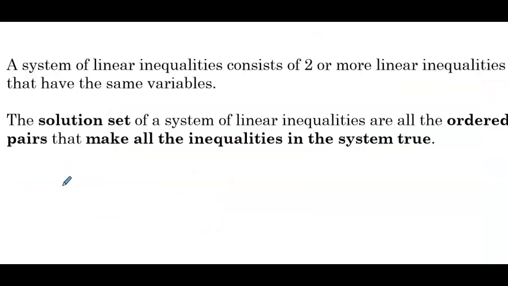So just a little bit of a definition. A system of linear inequalities consists of two or more linear inequalities that have the same variables. The solution set of a system of linear inequalities are all the ordered pairs that make all the inequalities in the system true. Okay, and in this case, there's going to be an infinite number of those ordered pairs if there's an overlapping in their solution sets, and the overlapping is a solution set to the system. And we can only find that graphically. That's important to note. We cannot find a solution to these systems algebraically because there's more than one. It'd be tough for us to do that.